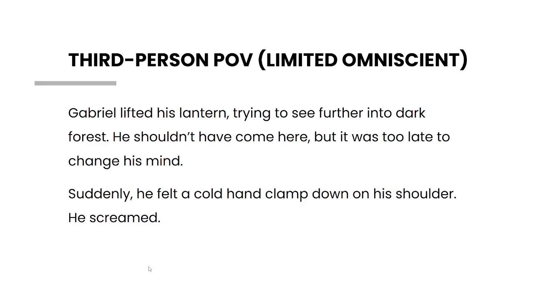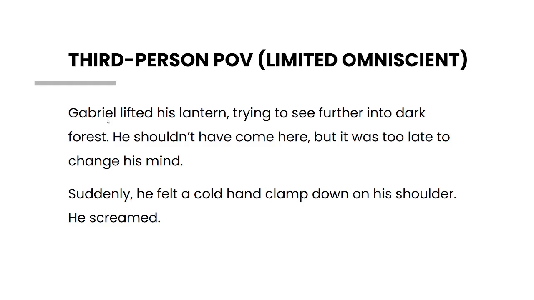Okay. The second type of third person POV is the limited omniscient. I generally like to write it this way. Gabriel lifted his lantern, trying to see further into the dark forest. He shouldn't have come here, but it was too late to change his mind. Suddenly, he felt a cold hand clamp down on his shoulder. He screamed.